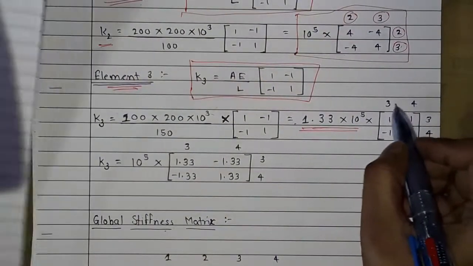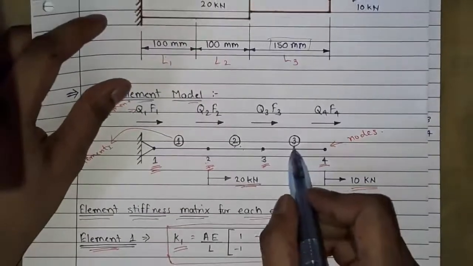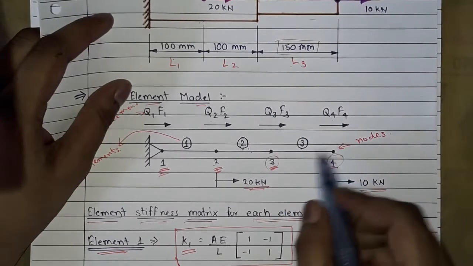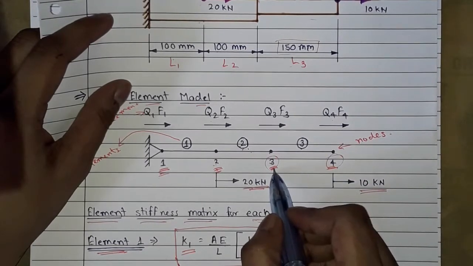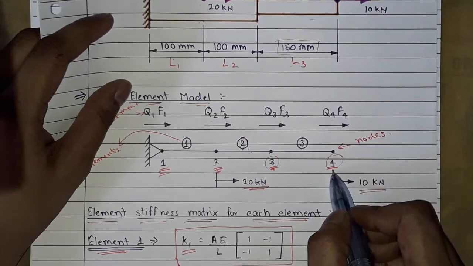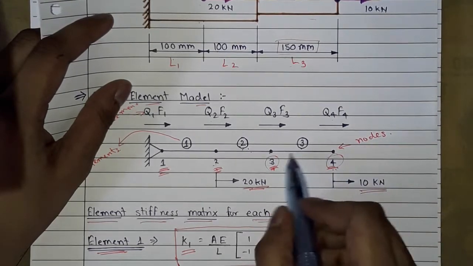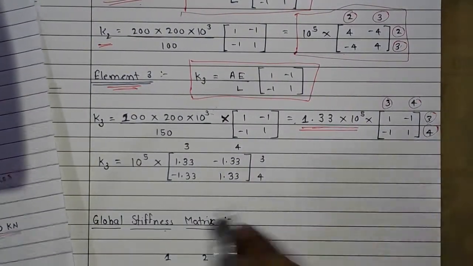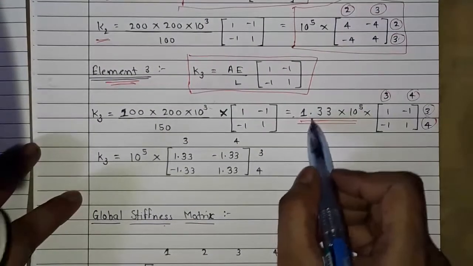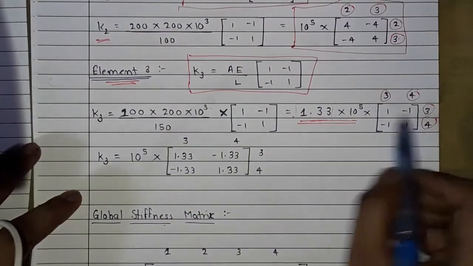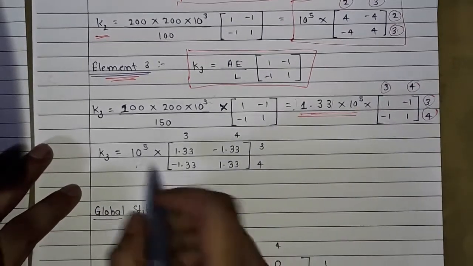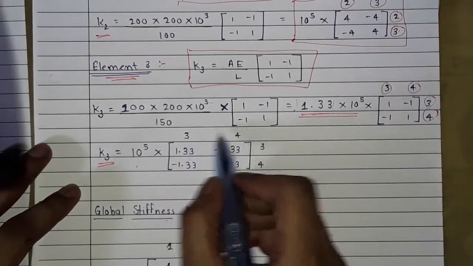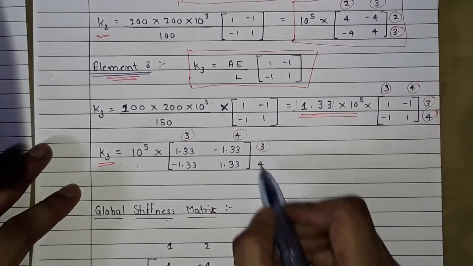Now friends, again for element number 3, which consists of two nodes, that is 3 and 4. These 3 is for first row first column, and this 4 for second row second column. So here in the matrix, this is 3, here 4, 3 4. Now let's solve this. We multiply this 1.33 with this matrix. After multiplying, we got the value k3 equal to this, and these are our nodes 3 4 3 4.